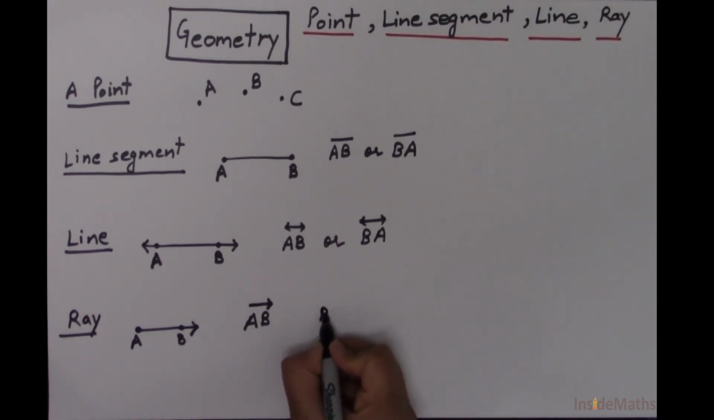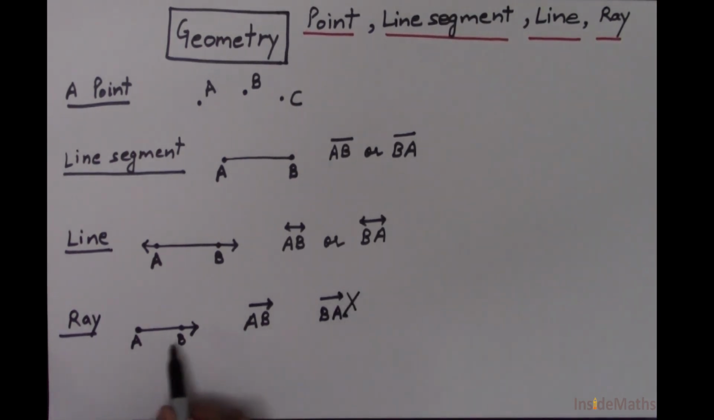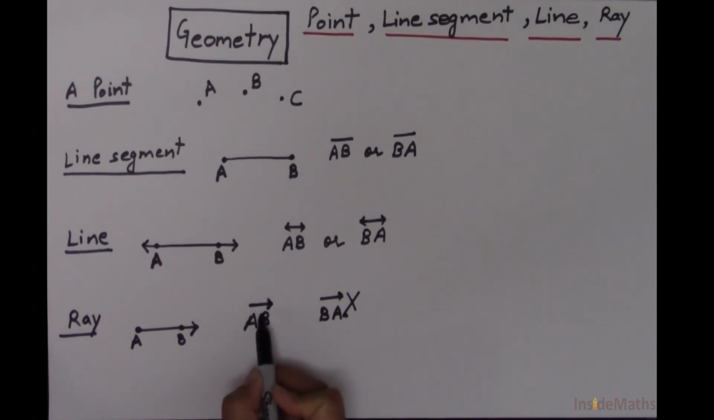So we cannot write it as BA arrow. So this notation is wrong. So we write it as AB bar. So these are the 4 basic definitions in geometry.